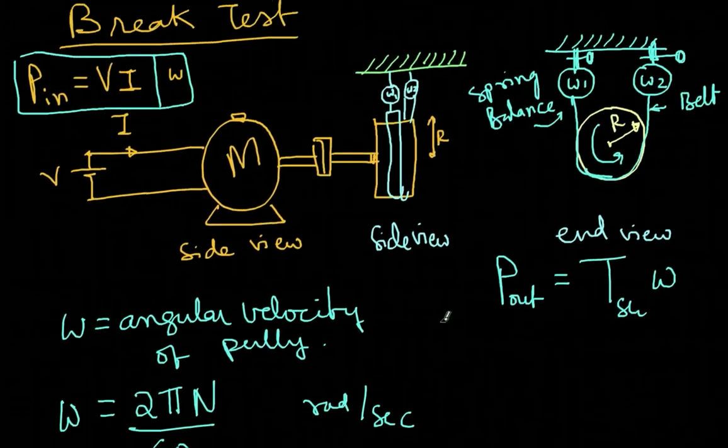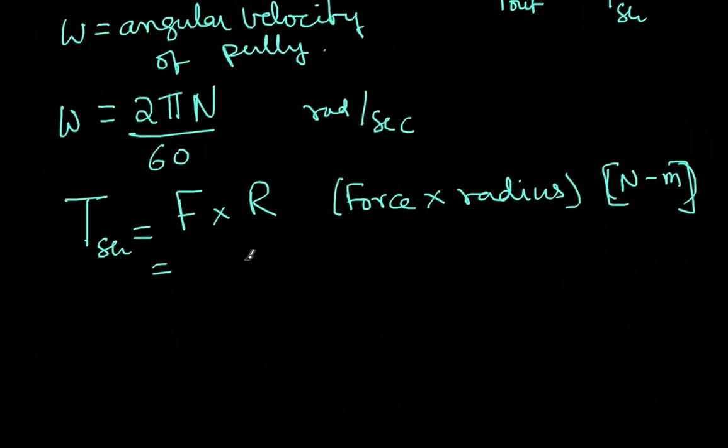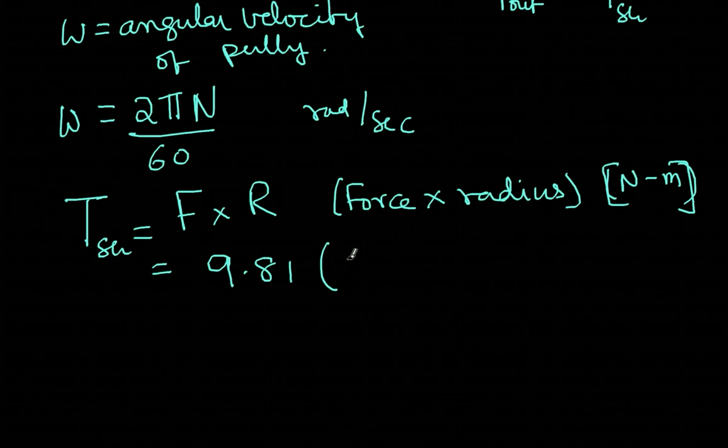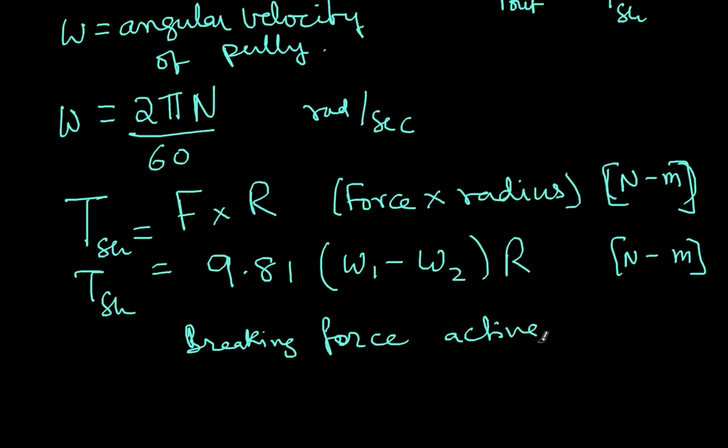When I have these two readings, W1 and W2, they are in kgs. So kgs has to be converted into newtons. So 9.81 multiplied by W1 minus W2, multiplied by R, will give me the complete shaft torque in Newton meters. So I have just substituted in the place of force. The difference of the force is the net force acting on the shaft, which is the braking force acting on the shaft. Now when you multiply it with R, you get the shaft torque, and then I have the omega.